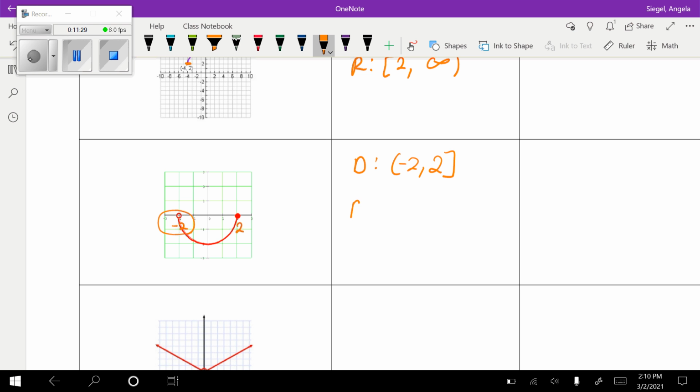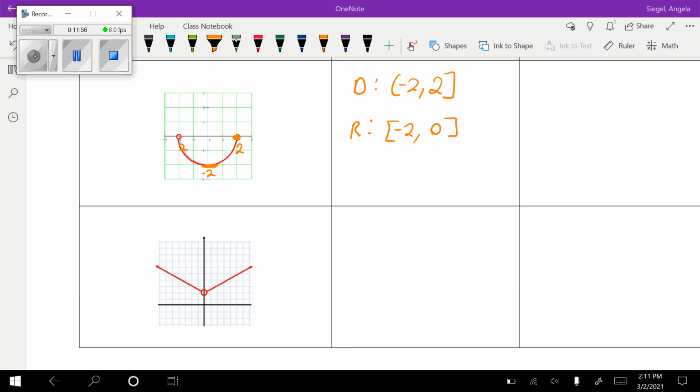Okay, let's talk about range. So how low does it go? So it goes right here, and that is -2. How high does it go? Right there, which is 0. And because this guy is a closed circle, that is going to make it a bracket.